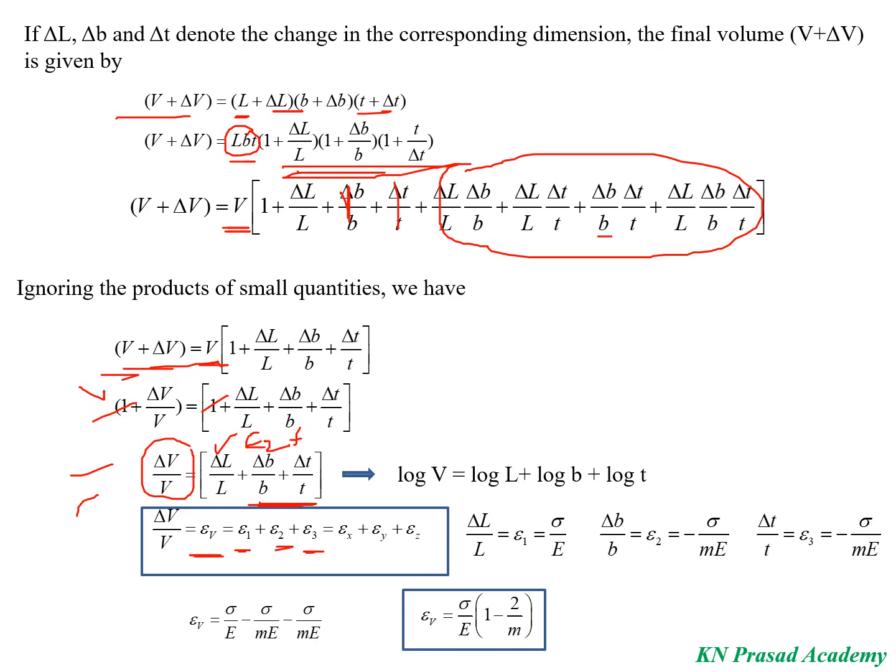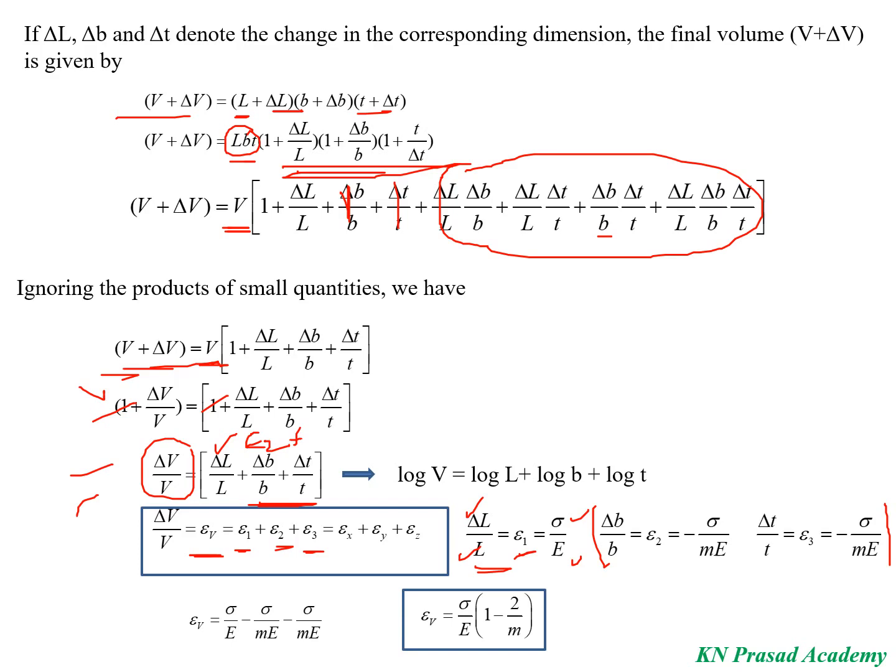So here we are applying the stresses in the direction of the length, so the length will be increased. That is why the increase in length divided by the original length is what we are calling epsilon 1. This value is sigma by E.